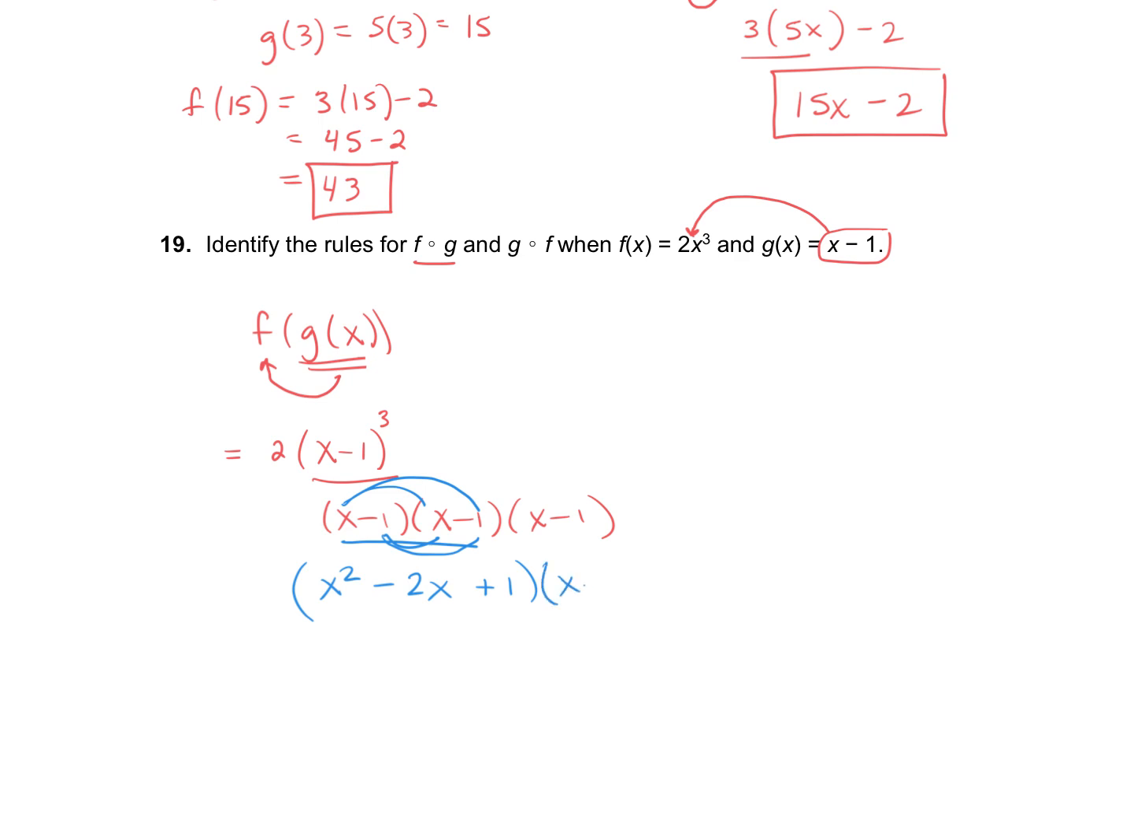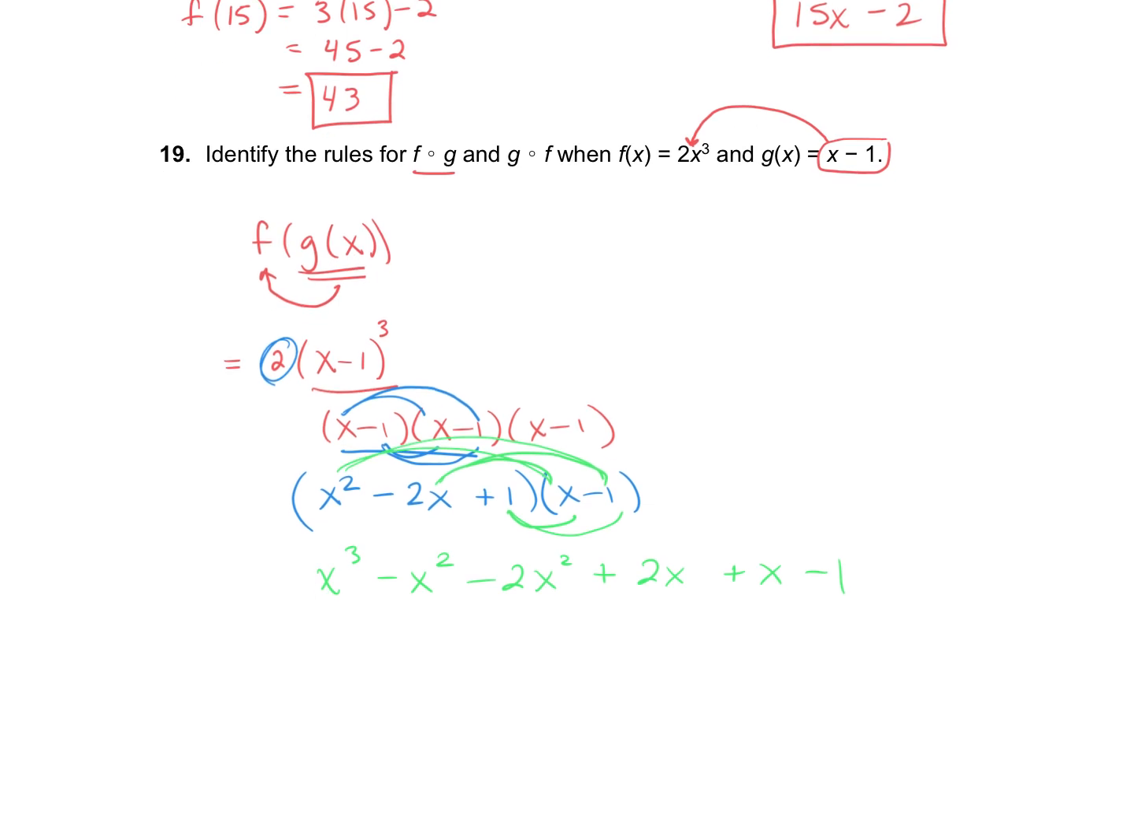I'm going to multiply this by our final x minus 1. I'm not forgetting that there's a 2 out front. We'll distribute the 2 in once we multiply out our x minus 1s. So this one I am going to write out. We have x squared times x, x squared times a negative 1. Now we have negative 2x times x, negative 2x times negative 1, so positive 2x. Now we're going to distribute the 1 times x and 1 times negative 1. You guys know this problem is going to be so fun.